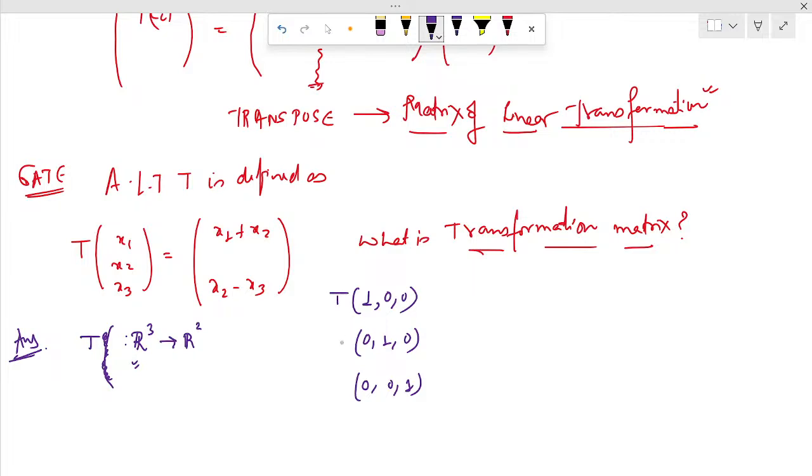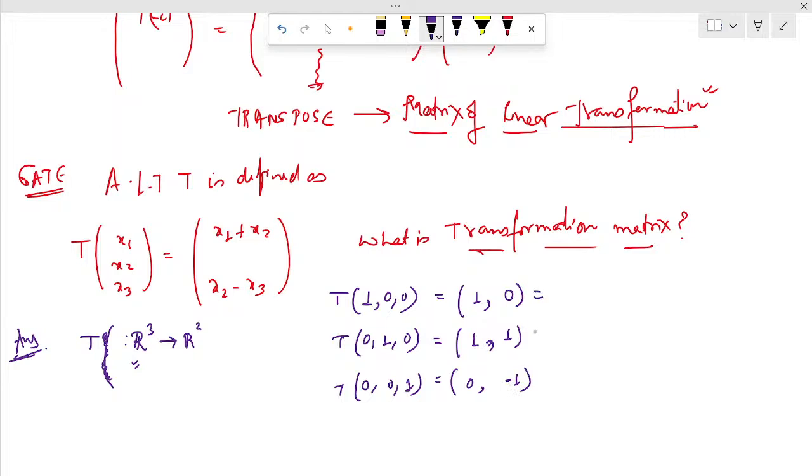If I apply T here, here and here, what will happen? I've written all these things as a transpose, so instead of writing a column, I'm writing a row. So this will be (x1 plus x2, x2 minus x3): for the first, x1 plus x2 is 1, and x2 minus x3 is simply 0. For the second, x1 plus x2 is 1, and x2 minus x3 is again 1. For the third, x1 plus x2 is 0, and x2 minus x3 is minus 1.